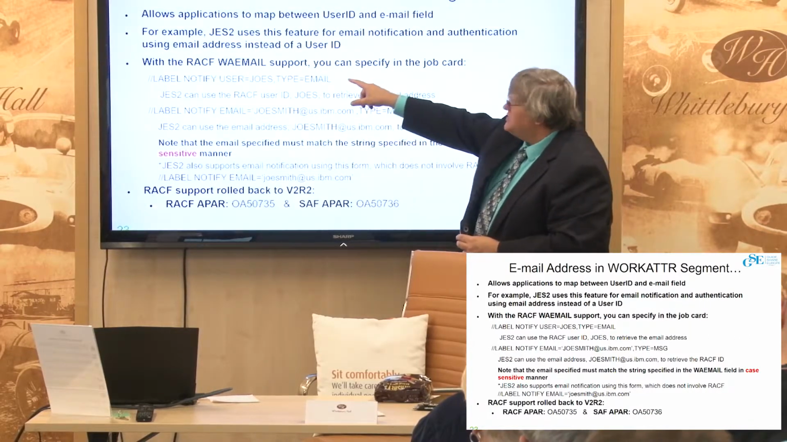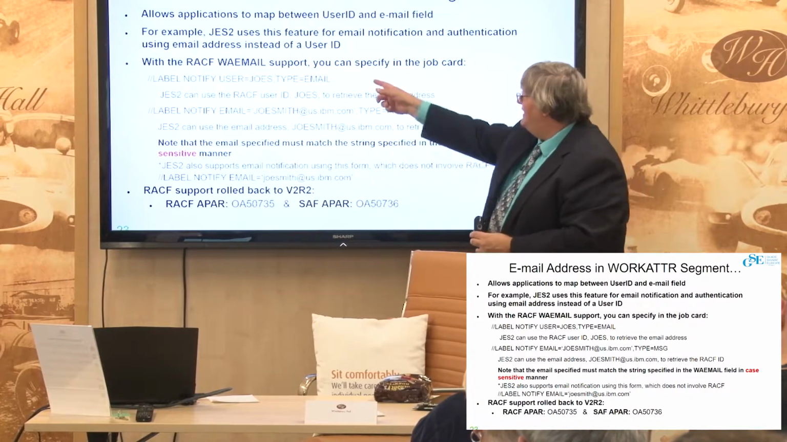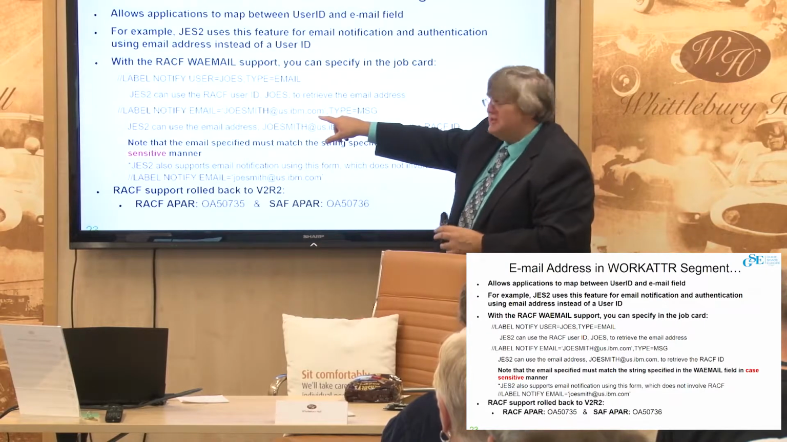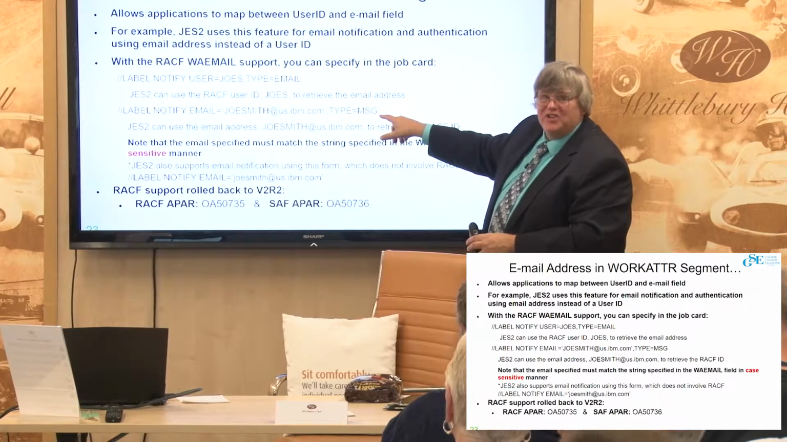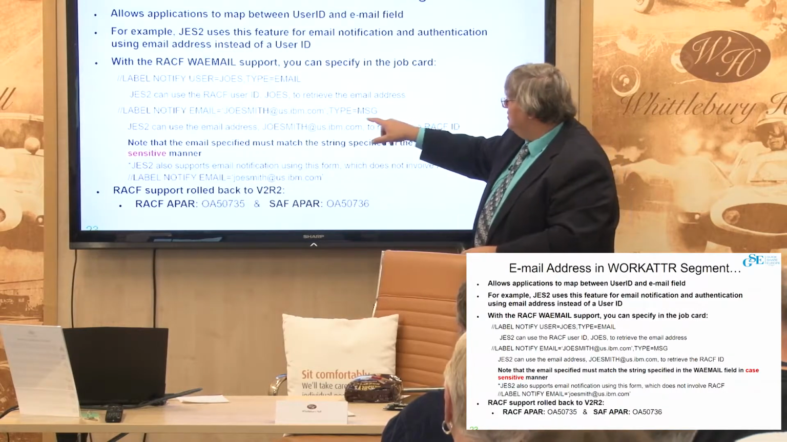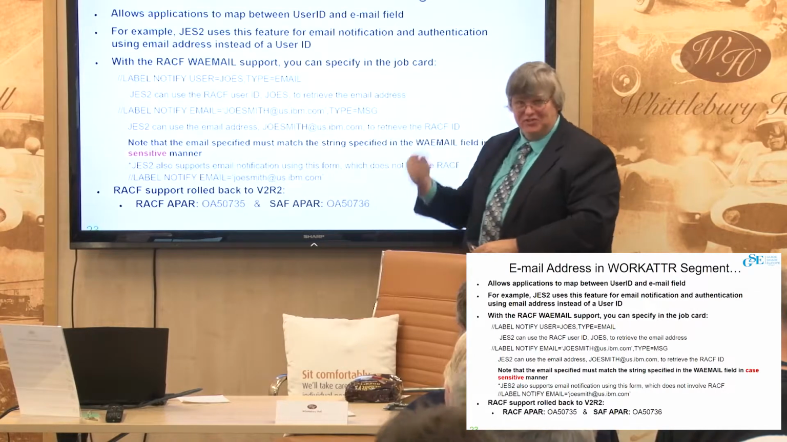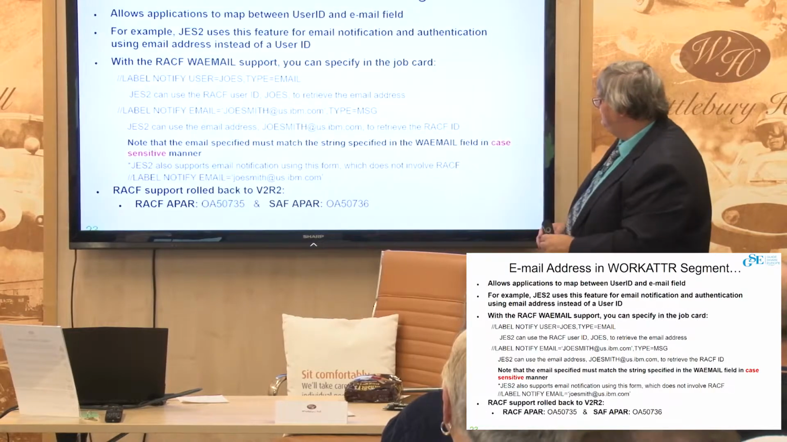That causes JES to ask RACF to look up and find the email address. You can explicitly specify the email address and say TYPE equals MESSAGE. That says I want it to go out as a normal notify, the old style one. In that case, RACF gets called to map this email address to a user ID. I don't find that particularly interesting, but it is there.